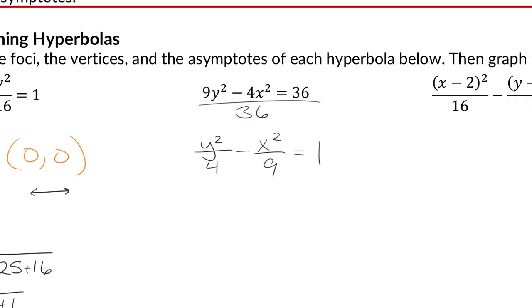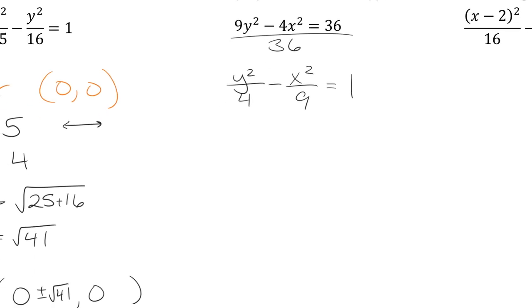Okay, question for you. In this equation, what letter came first? Y. So is this going to be a horizontal or vertical transverse axis? Vertical, nice. We keep that in mind. This is going to be a vertical transverse axis. Either way, though, what's the A value?